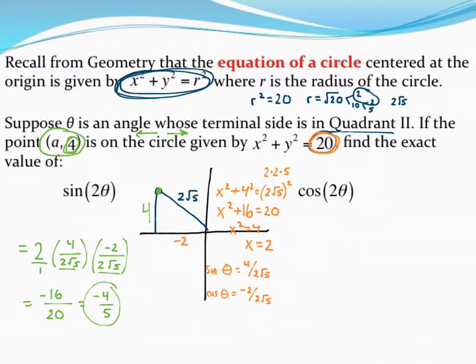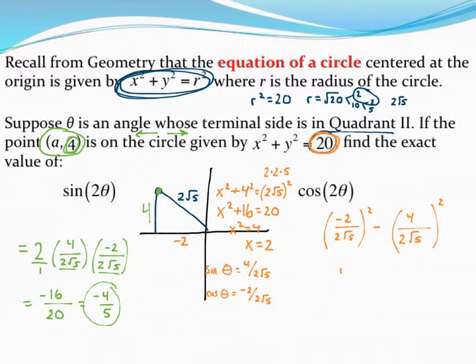And we'll do a similar thing with our cosine of 2 times theta. Remember, different formula though. This formula was the cosine squared. So, no, not negative 4. Sorry. Our cosine was negative 2 over 2 square root of 5. And I'll square that. And then minus the sine squared, which was 4 over 2 square root of 5 squared. So cosine squared minus sine squared. When you square a fraction, just do the top and bottom separately.